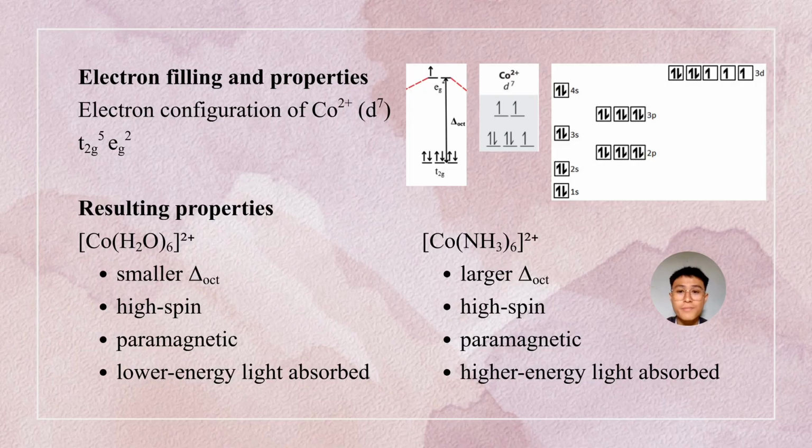Larger splitting energy means higher energy light is absorbed during d-d transitions, producing a different color. Both complexes remain high spin d7, giving t2g5 eg2, and paramagnetic, because the increase in splitting energy is not sufficient to overcome the electrons' pairing energy.